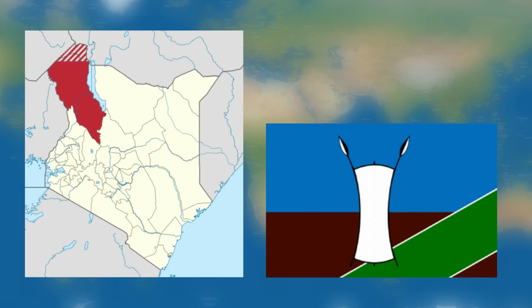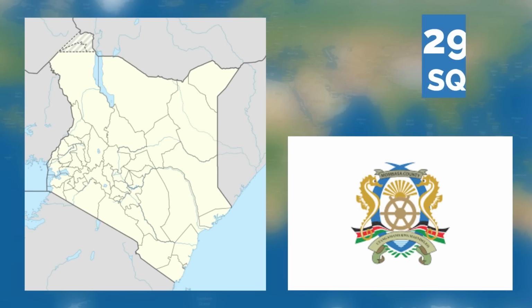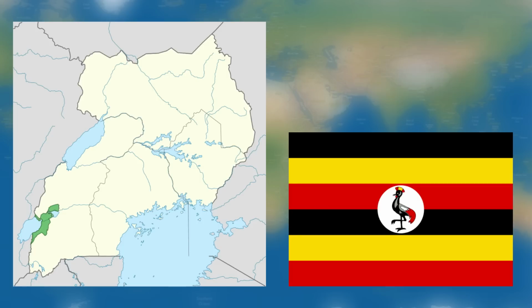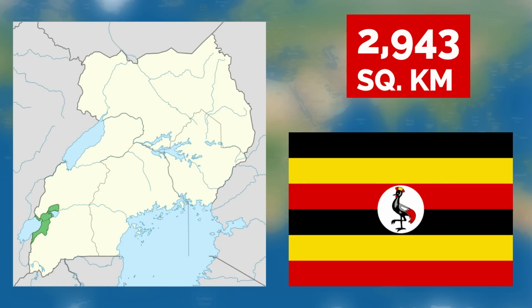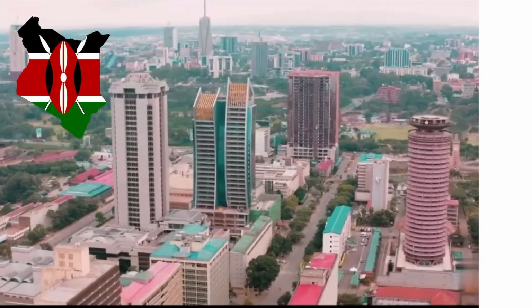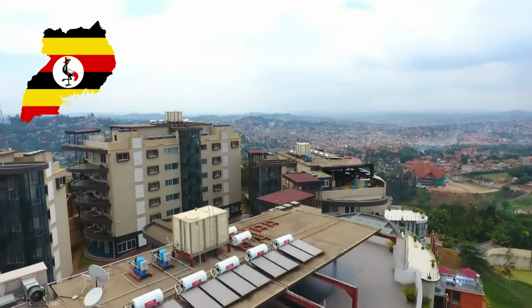In terms of area, Turkana is Kenya's largest county while Mombasa is the smallest. For Uganda, Kolangala is the smallest district by area while Kasese is the largest. Nairobi is Kenya's capital city while Kampala is Uganda's capital.